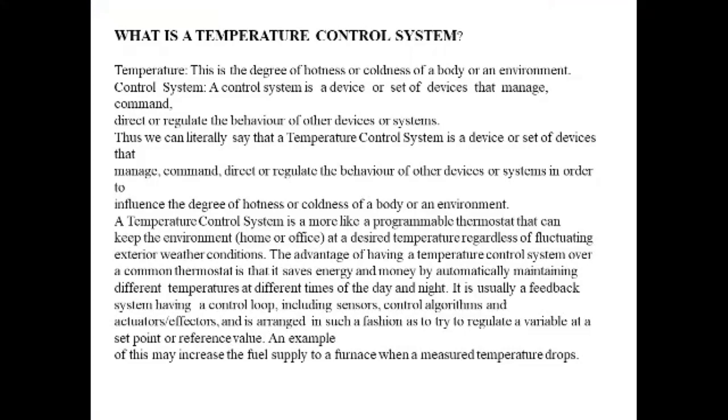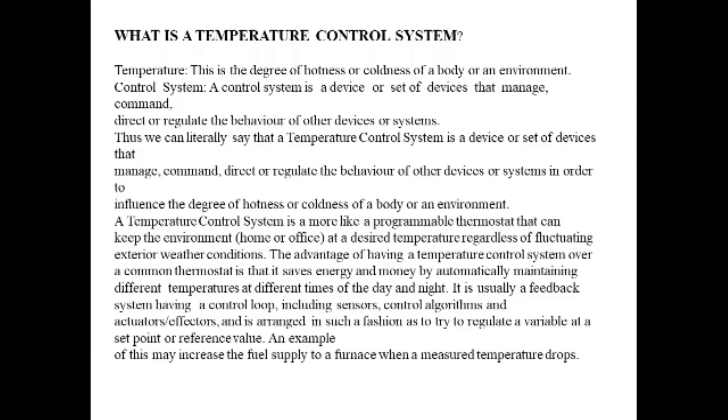Today we are going to start temperature control systems. So temperature, what is temperature? This is the degree of the hotness or coldness of a body or an environment. Basically, a control system is a device or set of devices that manage, command, direct or regulate the behavior of other devices or systems. Thus, we can say that a temperature control system is a device or set of devices that manage, command, direct or regulate the behavior of other devices or the system in order to influence the degree of the hotness or coldness of the body or an environment.